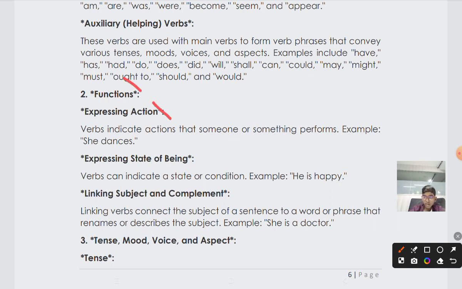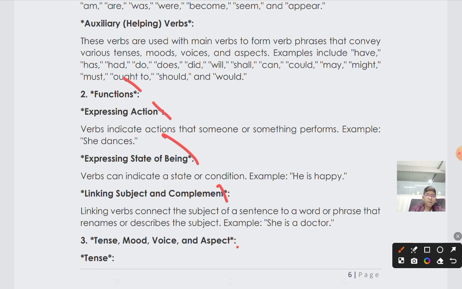First, it is expressing action. Verbs indicate actions that someone or something performs. Example, she dances. Expressing state of being: verbs can indicate a state or condition. Example, he's happy, like he's a happy person. Linking subject and complement: linking verbs connect the subject of a sentence to a word or phrase that renames or describes the subject. Example, she's a doctor.